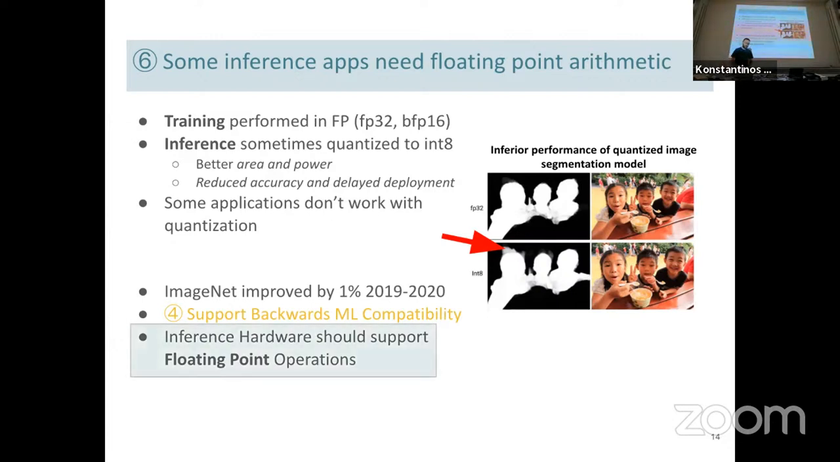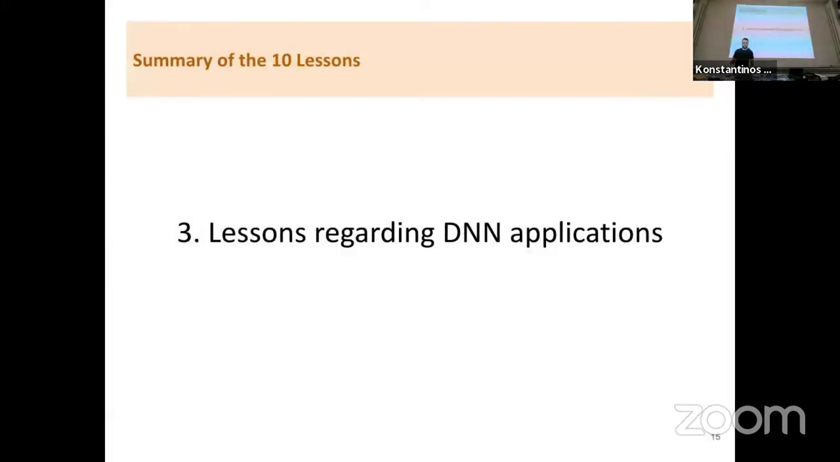So inference hardware should still support floating point operations in order to stay backwards compatible. And finally, we have some lessons regarding DNN applications specifically.